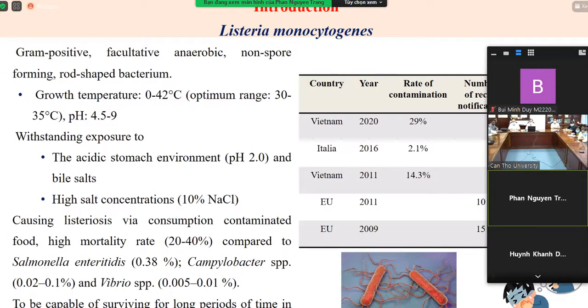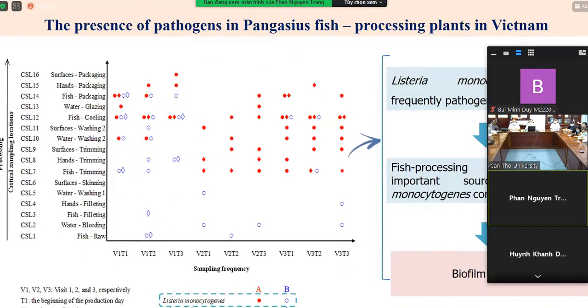We can see here the information on Listeria contamination in Bangladesh fish in Vietnam and also from imported countries. Unfortunately, the rate of contamination is still high. We performed an experiment to evaluate the microbial safety of Bangladesh fish companies in the Mekong Delta in 2019. In this slide, we can see the results, the presence of pathogens from Bangladesh fish and also from the processing environment.